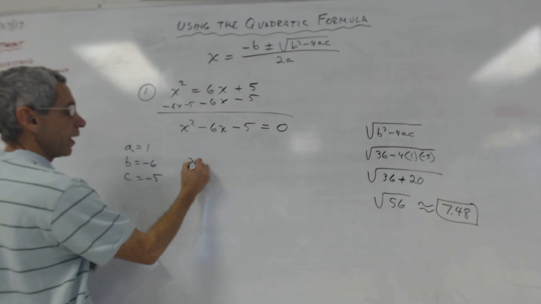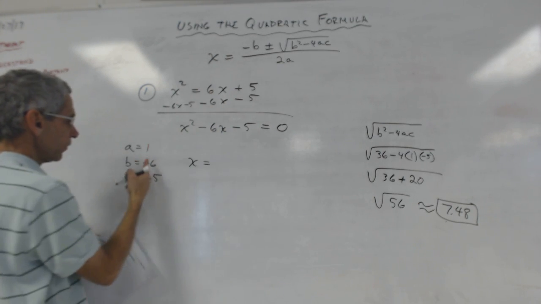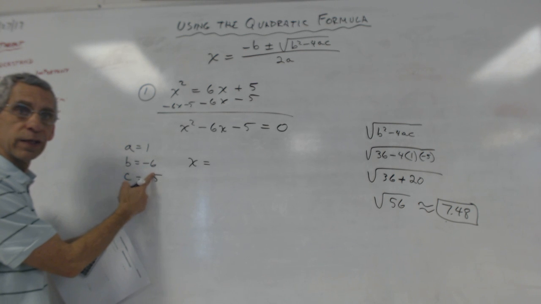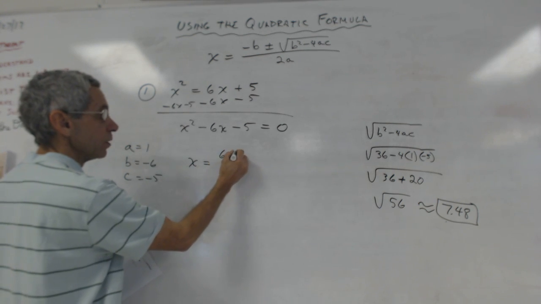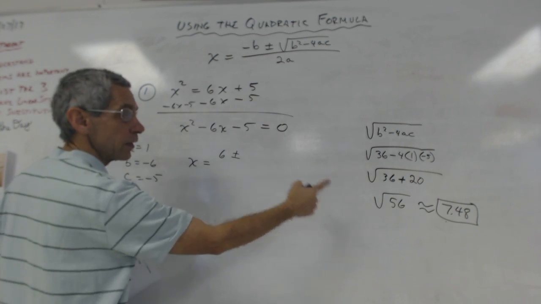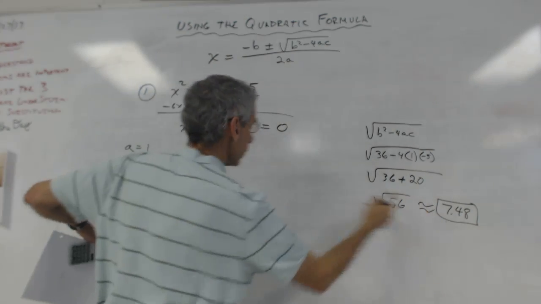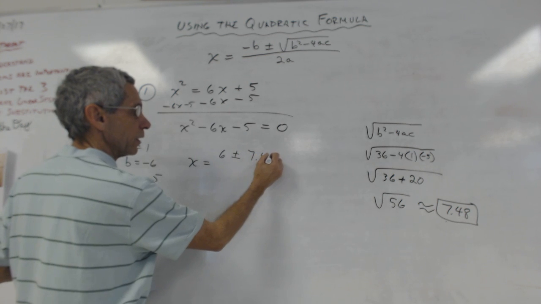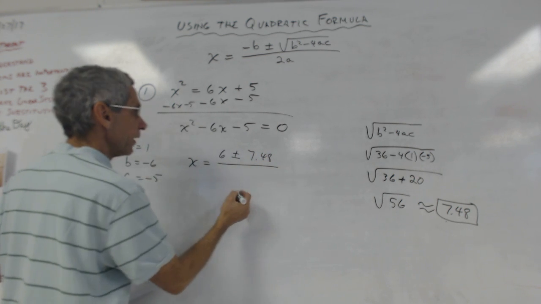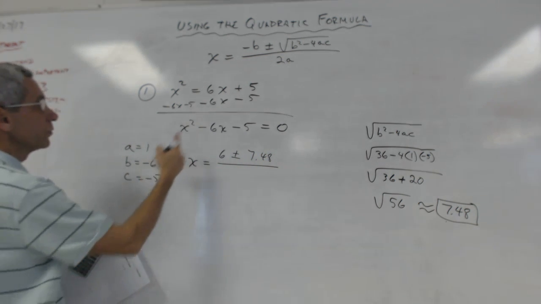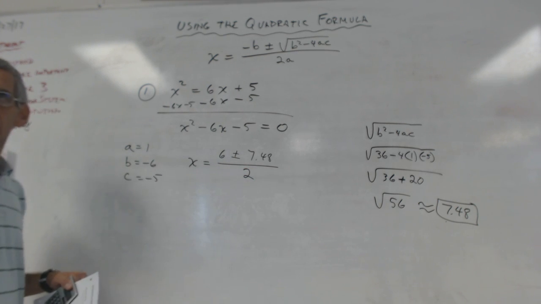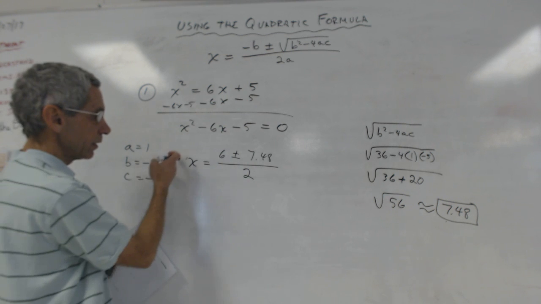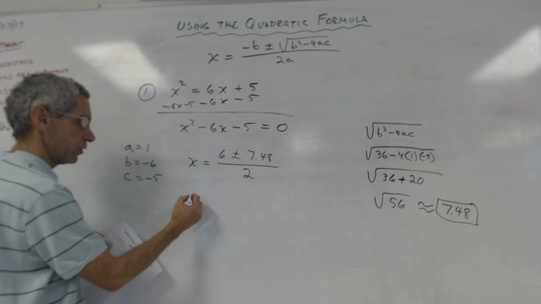Now I come over here, I go x is equal to negative b, and b is -6, so -(-6) is +6, plus or minus, I don't have to write square root anymore. I got a number, 7.48. You see what I'm doing? Divided by 2 times a, 2 times 1 is 2. Immediately, in just writing that, I now know I've got two answers.